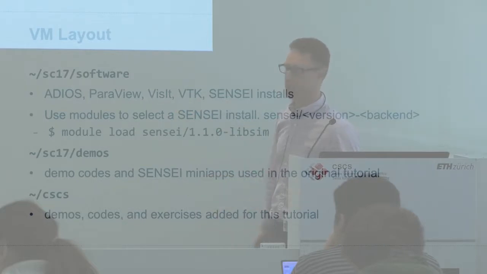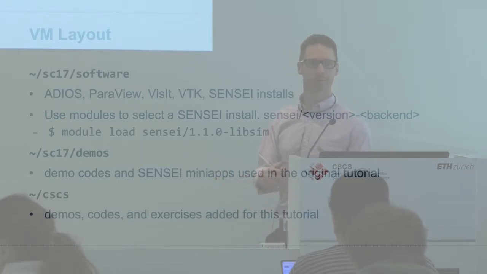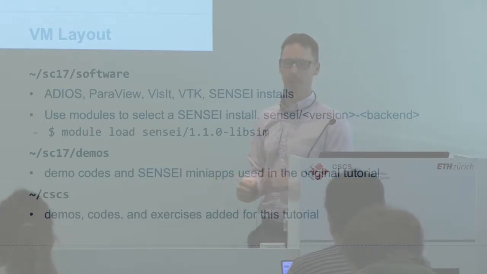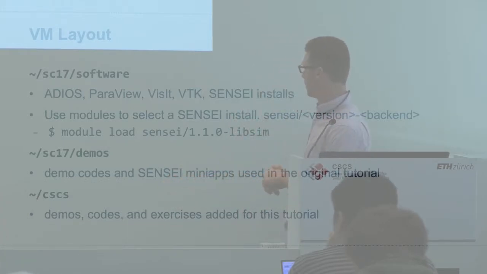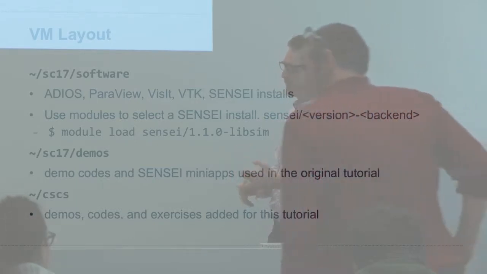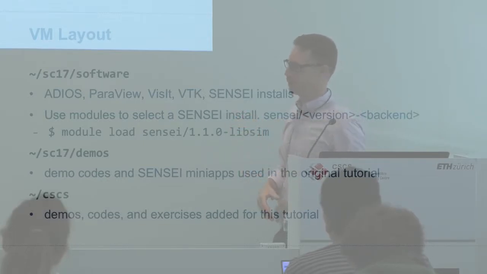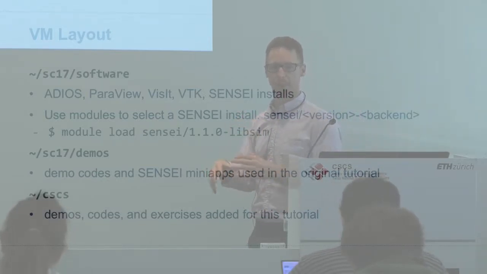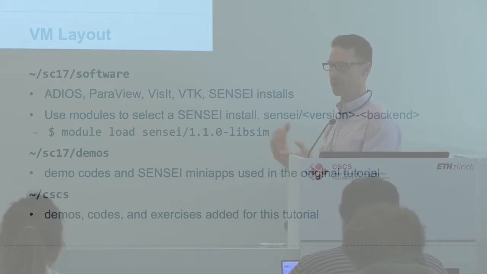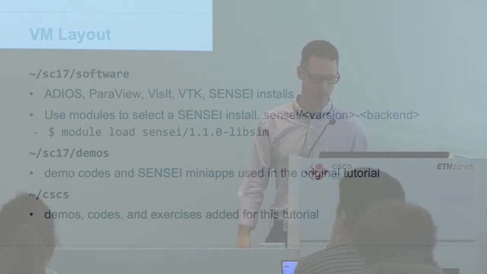And on the VM, we're using modules. Whenever you want to use ParaView, VisIt, VTK, whatever, you've got to load a module. If you load up the SENSEI modules, we've got SENSEI Libsim, SENSEI Catalyst, and SENSEI VTK. These will configure the environment for use with the respective backend. If you load the Libsim backend, you can also start VisIt. If you load the Catalyst SENSEI module, you'll also be able to run ParaView.